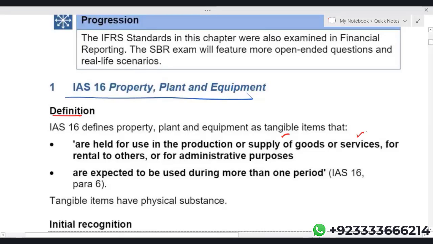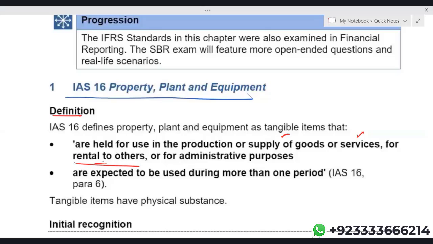And we are using property, plant and equipment to provide services. For example, I'm using laptop to provide you the services. So obviously on that laptop, IAS 16 is applicable. For rental to others. Now, what do you mean by rental to others? Basically, I have given a property on rent and IAS 16 is applicable. But the question is that in IAS 40 investment property, we also get rent. So how to differentiate?